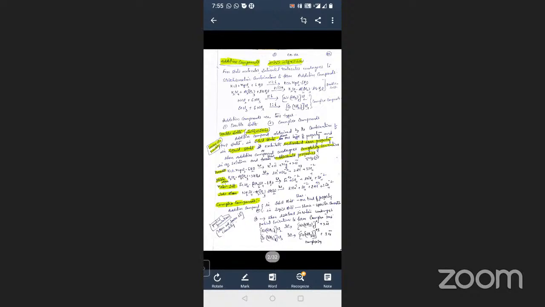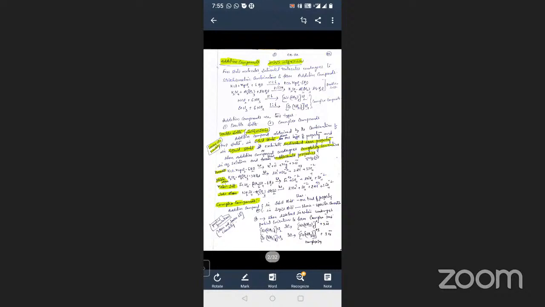Which one is known as addition? Which one is termed as addition compounds? Here also there is one condition. The condition is: number one, all the molecules should be free state molecules. Number two, all the molecules should be saturated molecules. Number three, they should undergo stoichiometric combination.